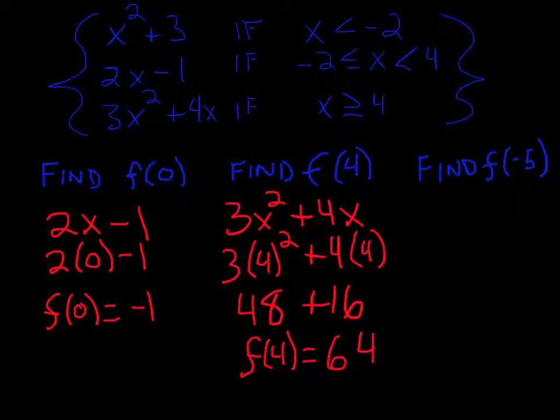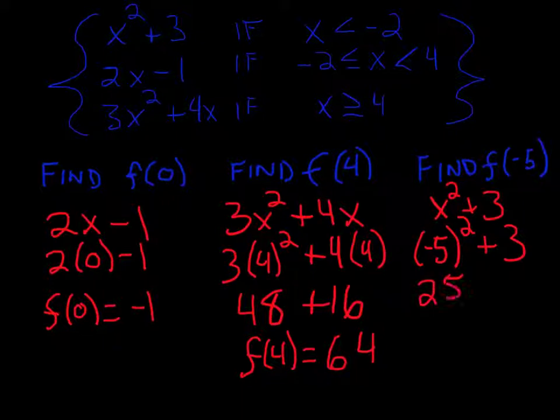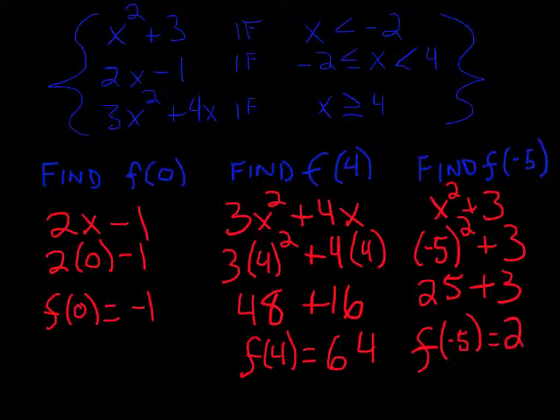I'm going to rewrite my first equation, which is x squared plus 3. Now I'm going to plug in -5. -5 squared plus 3. -5 squared is 25 plus 3. 25 plus 3 is 28. So f of -5 is equal to 28.